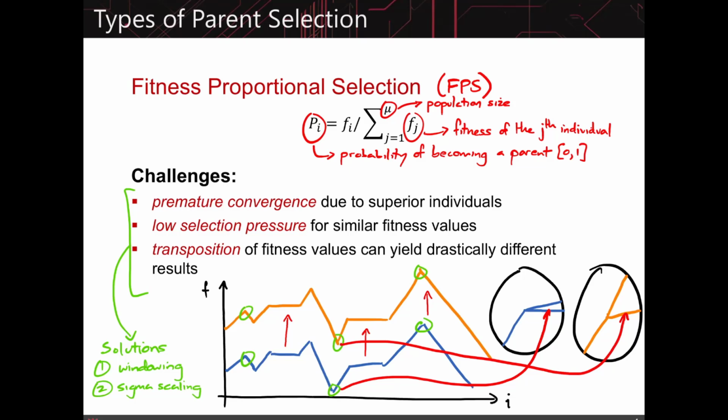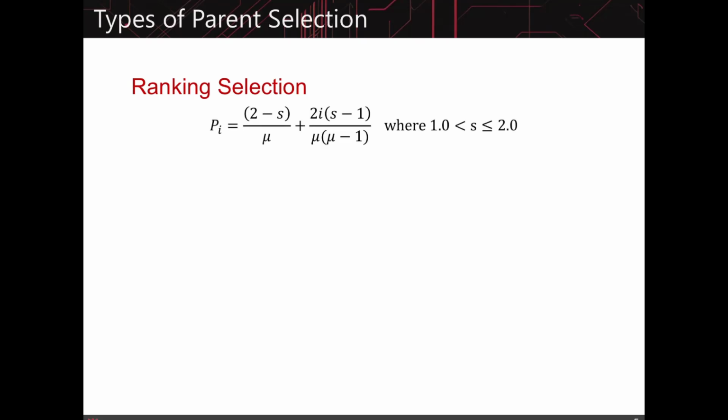The second way that we can compute probabilities for parent selection is by ranking selection. So here's the corresponding equation. P sub i still stands for the same term. It's the probability of the ith individual becoming a parent, and that should be a number between 0 and 1.